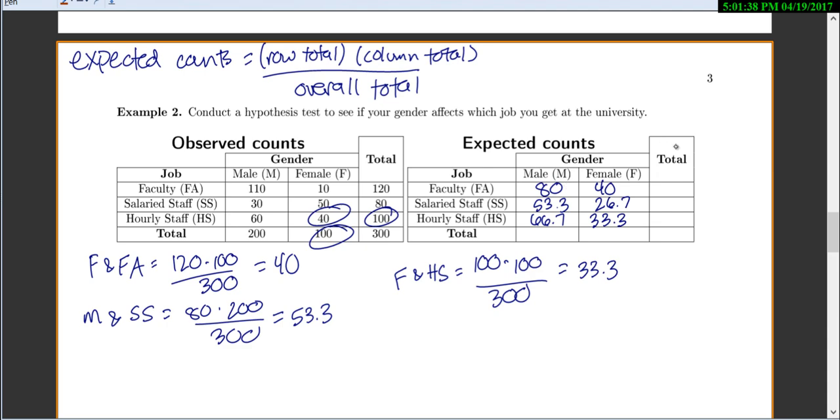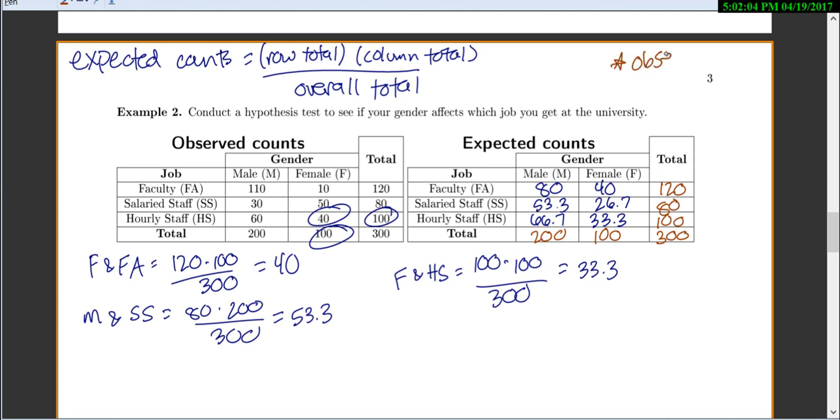Now, here's what I like about this. Check your totals. 80 plus 40, that's 120. 53.3 plus 26.7 is 80. 66.7 plus 33.3 is 100. Add up all of these numbers for the column and you get 200, and add these up for this column, you get 100. And if you add up the rows or add up the columns, either way you get 300. So your totals shouldn't change.